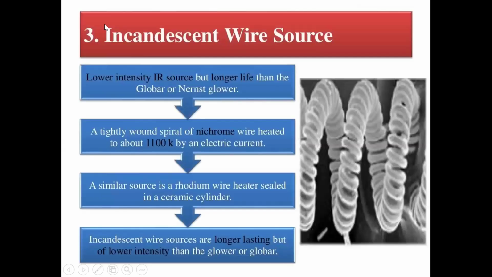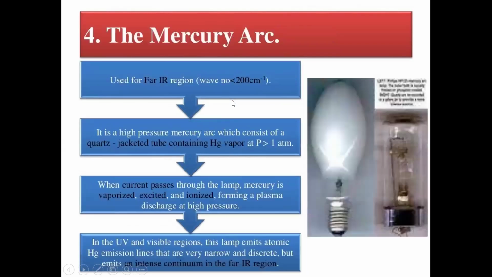Third source, incandescent white source. Nichrome wire can be used, which is heated to 1100 Kelvin by electric current. Second is rhodium wire. So this source gives less intense IR radiation, but life of this source is long when compared to Globar source or Nernst Glower. Fourth one is mercury arc. Mercury arc gives far IR light.